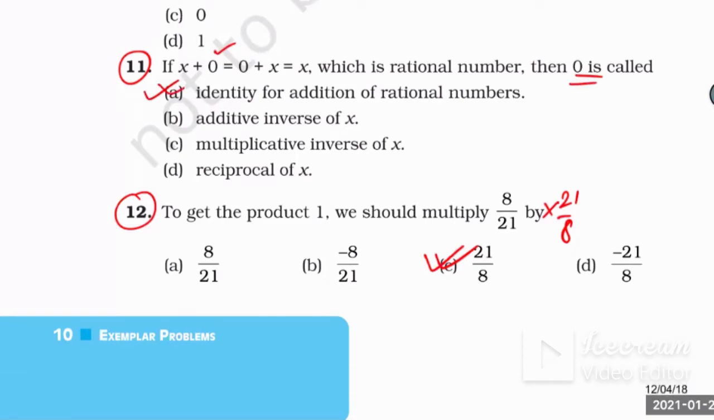A is the correct answer. For example, 1 plus 0 is 1. 0 is the identity for addition and 1 is the identity for multiplication. Okay.